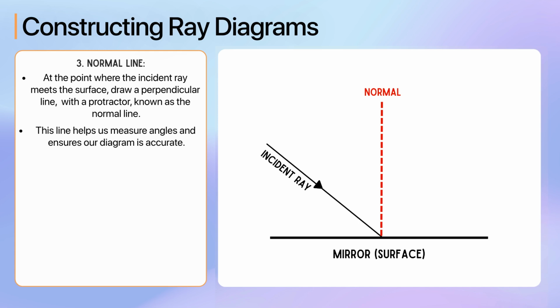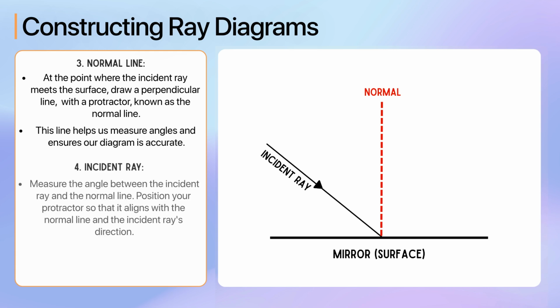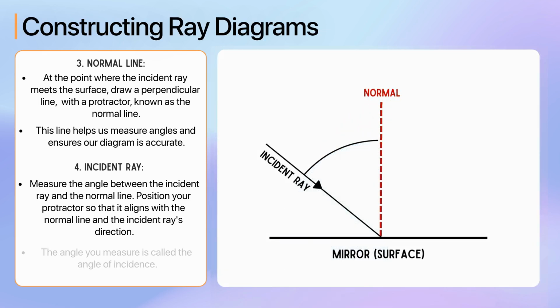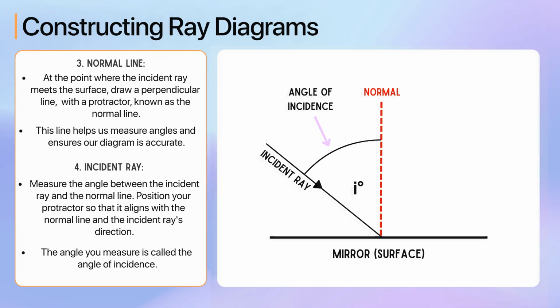With the normal line in place, we can now focus on measuring the angles of incidence and reflection, key to understanding reflection's principles. Now, we'll measure the angle between the incident ray and the normal line. Position your protractor so that it aligns with the normal line and the incident ray's direction. The angle you measure is called the angle of incidence. Label this angle clearly, as it's essential for the next steps.